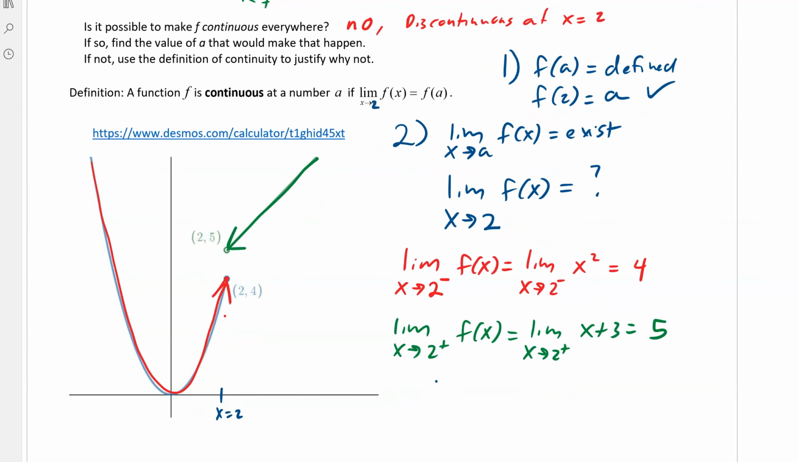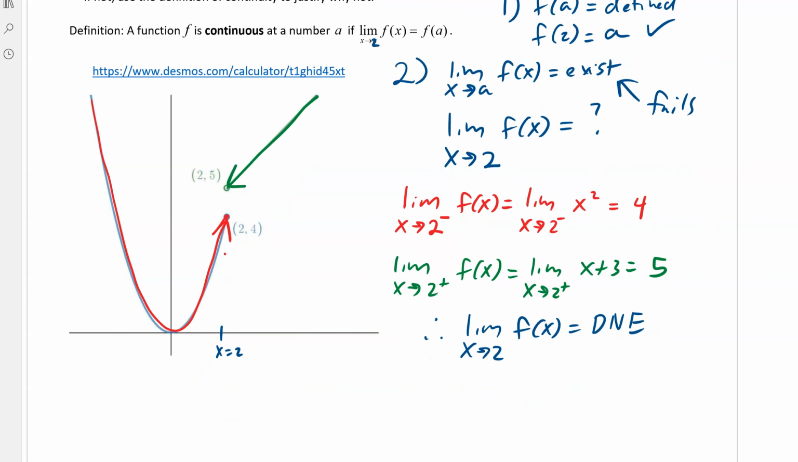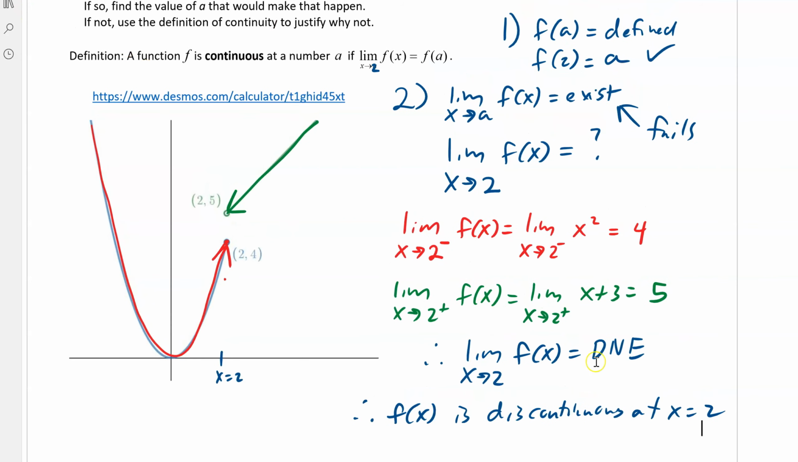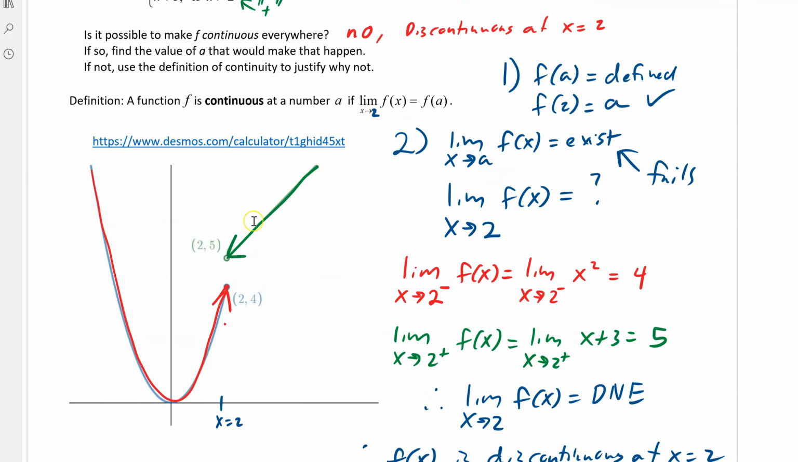Since they're not the same, the limit as x approaches 2 of f of x does not exist. That means this fails. By showing that the limit does not exist, you are showing that it is discontinuous. Therefore, f of x is discontinuous at x equals 2. So by showing that the limit does not exist, we show that it is discontinuous, because coming in from the left and the right, they're not the same.